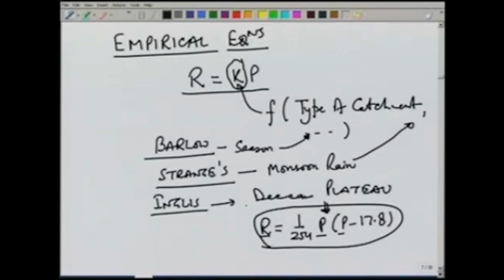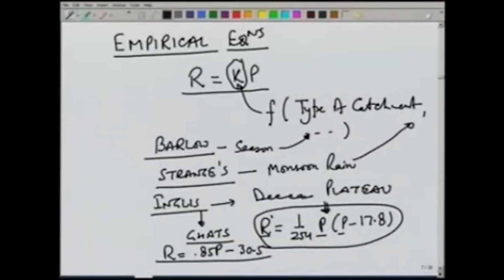For example, for the Ghats, a similar relationship has been obtained as R equal to 0.85 P minus 30.5. So, these kinds of relationships are available, but for a very limited area. So, in that area we can use these, but not everywhere. Typically these are for annual runoff and annual precipitation, but there is an equation by Khosla which computes the monthly values of rainfall and runoff.